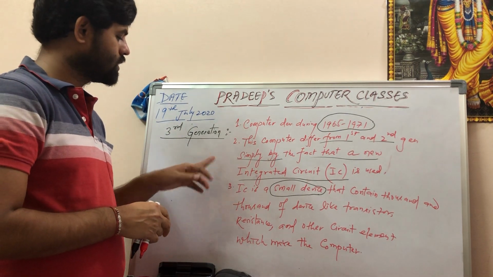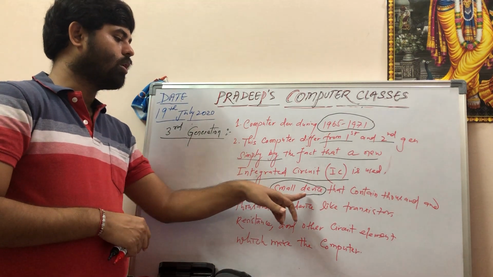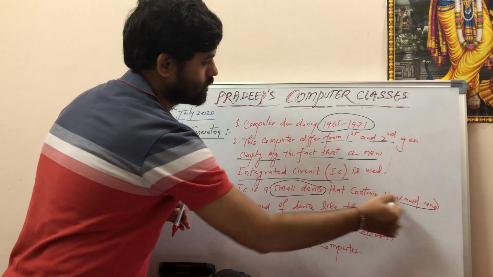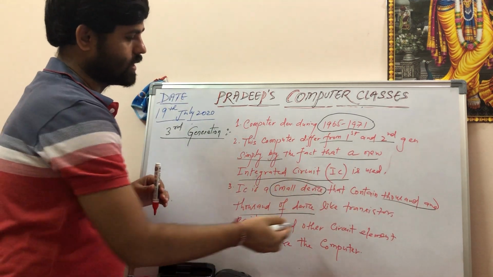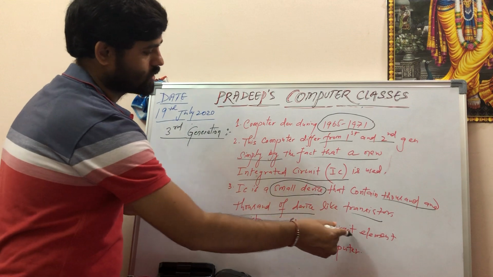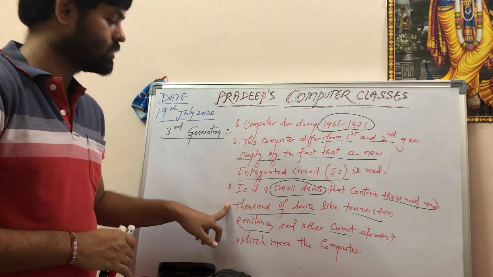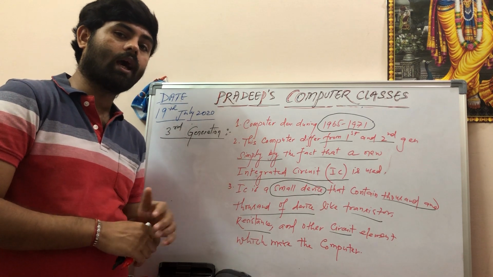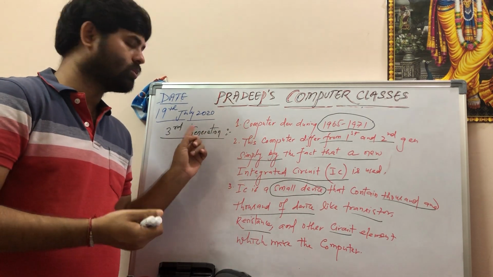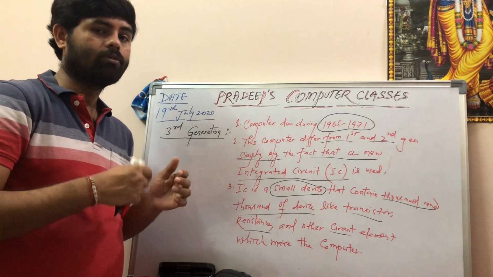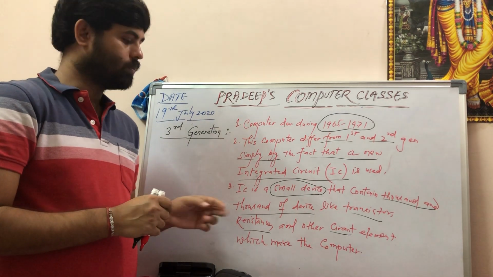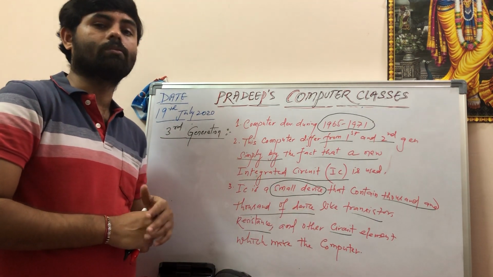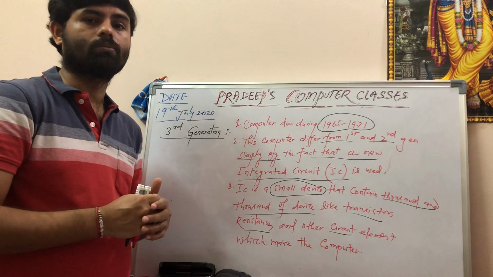So in the third generation, IC is a small device that contains thousands of devices like transistors and resistances and other circuits. So it is not like one transistor or one resistance has been given in the IC. You can have multiple transistors. In the second generation, they used transistors separately, but they were not able to use the resistance or the other circuit elements which are used for making the computer.